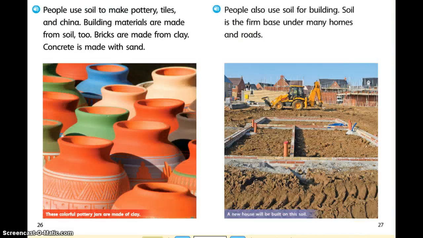People use soil to make pottery, tiles, and china. Building materials are made from soil too. Bricks are made from clay. Concrete is made with sand. People also use soil for building. Soil is the firm base under many homes and roads.